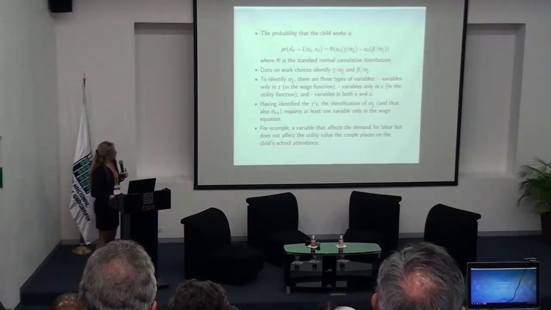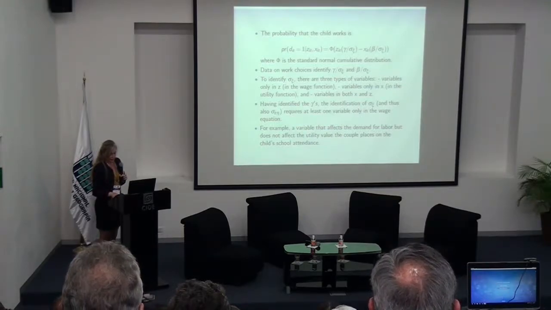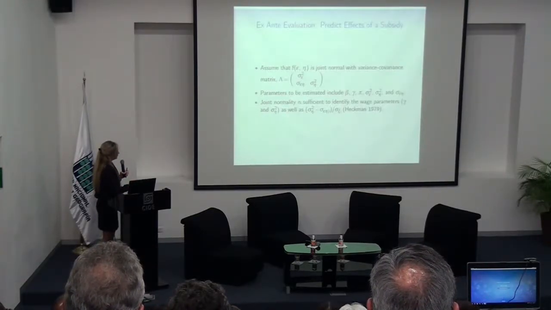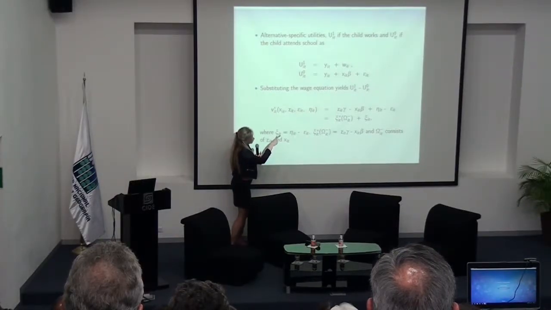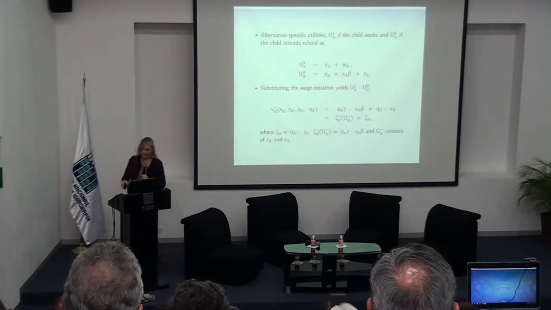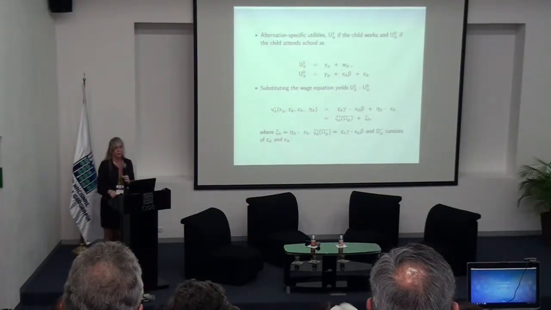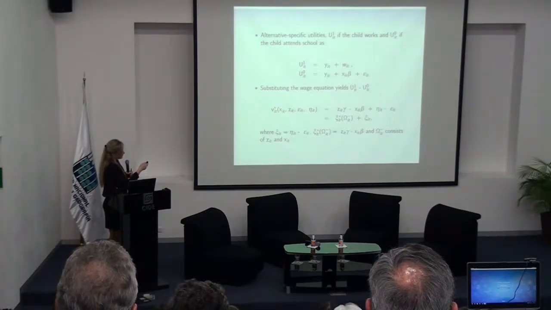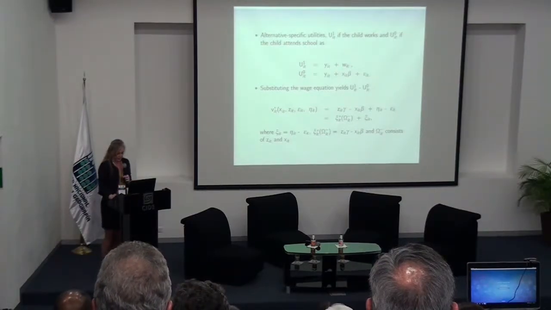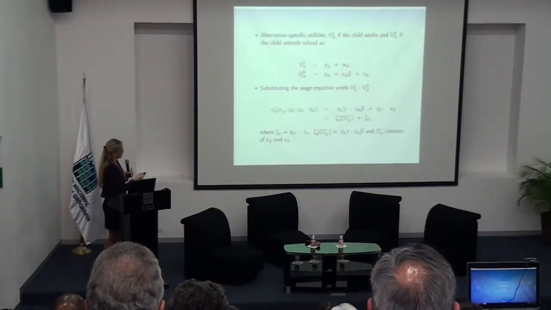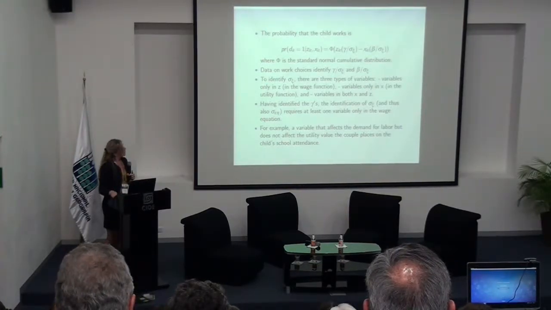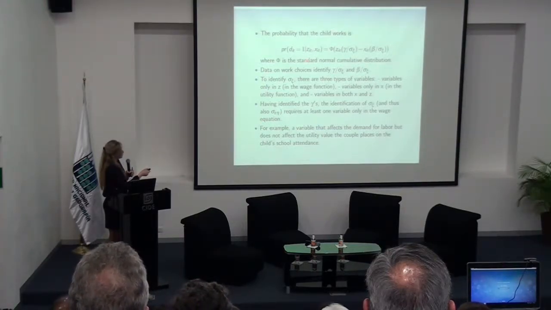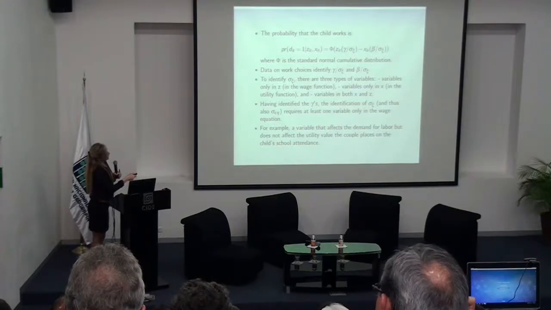The probability that the child works, if we're willing to assume normality, remember this is the model. If these shocks, the eta and the epsilon, were normal, the difference between normal shocks is also normal, because normality is preserved when you take differences. That would just translate into a probit model, and when we write down the probability, it would be the normal CDF. So this is a simple probit model.